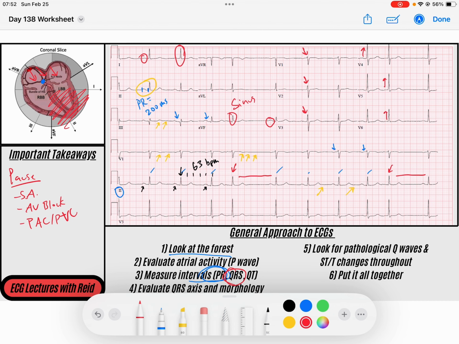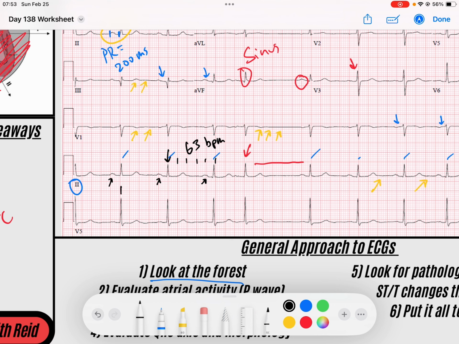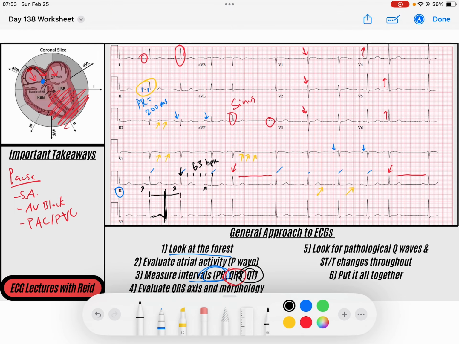So ventricular conduction looks great in this patient. And then our QT interval, right? Usually I'll just go in between two R to R's, look at the midway point, and I see that this T wave ends by then. So that's a normal QT interval.